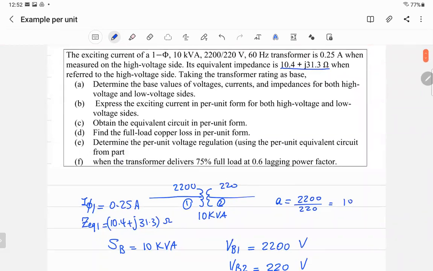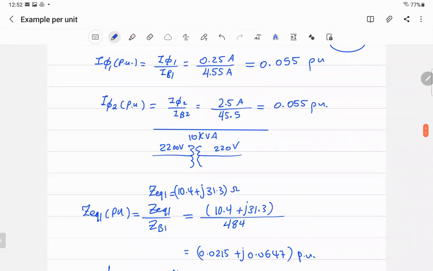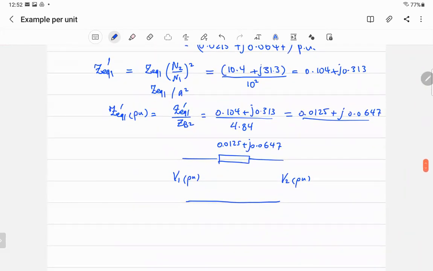Let's go ahead and see the third one. Find full load copper loss in per unit. So first, what's copper loss? What does it mean, copper loss?